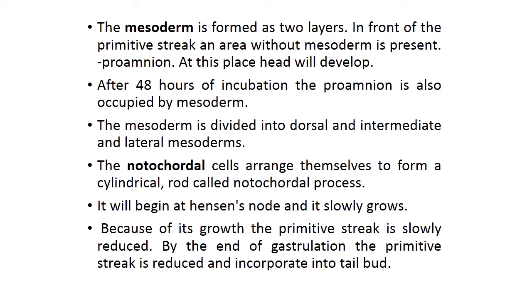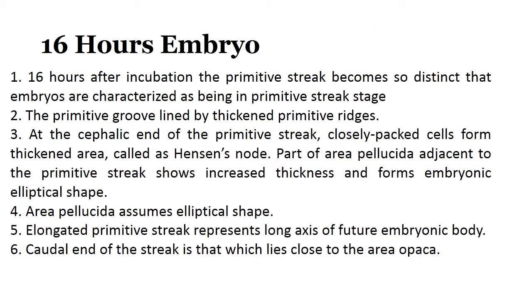Whatever region you have in front of Hensen's node forms the future embryo, and the region behind Hensen's node forms the extra-embryonic membranes. At 16 hours after incubation, the primitive streak becomes so distinct that embryos are characterized as being in the primitive streak stage. The primitive groove is lined by thickened primitive ridges. At the cephalic end of the primitive streak you have the thickened area called Hensen's node.